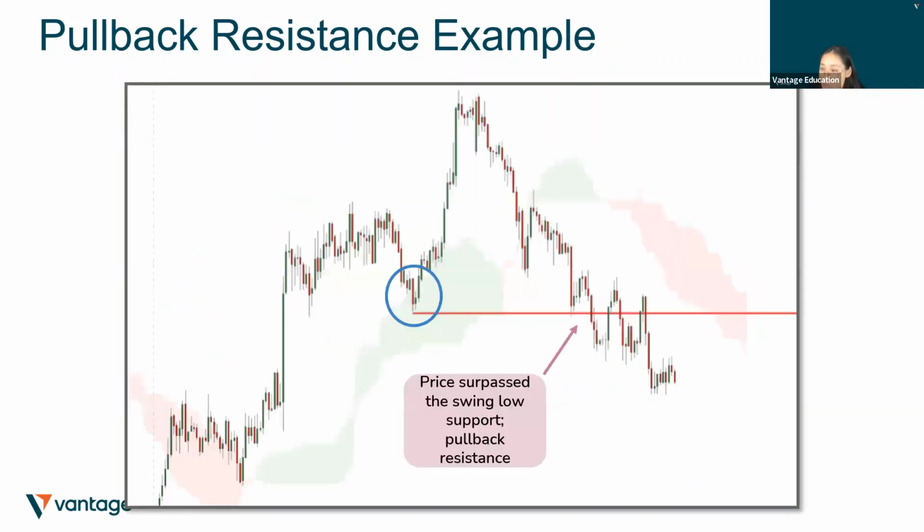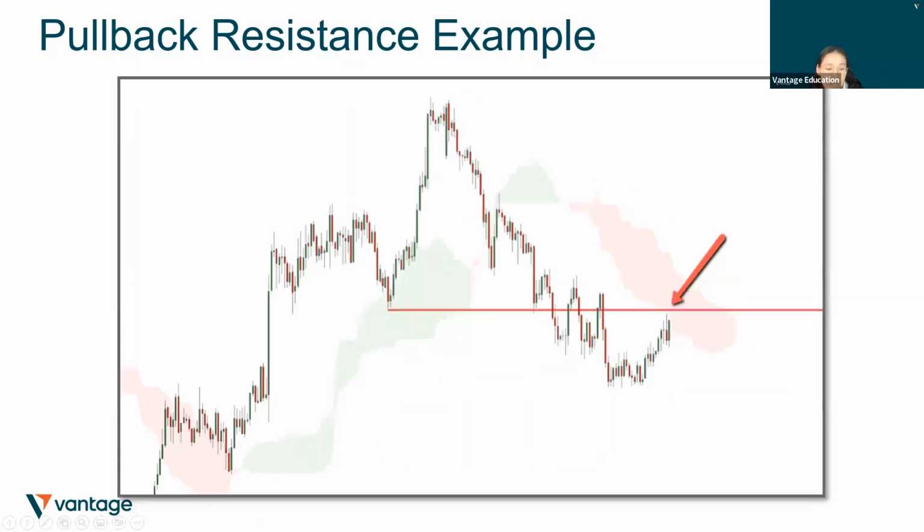Okay, let's look at one more example here. So here we have a significant swing low, and we can see price surpassed this swing low support level. So it now becomes a pullback resistance. And we expect price to pull back or retrace back to this level, which it did over here. But once it touches this level, it's now an overlap resistance level.